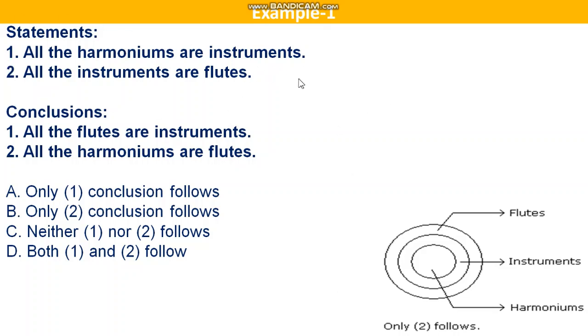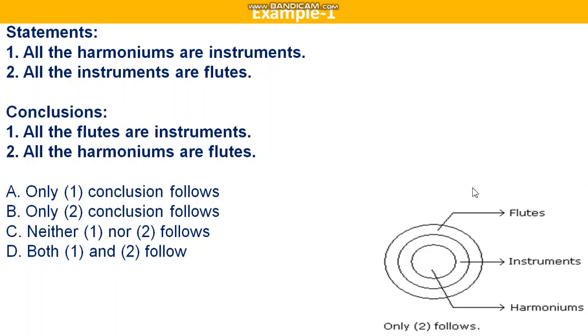Now let us see how many conclusions follow. Number 1, all the flutes are instruments. That is not true. Some flutes are instruments, not all. Second conclusion, all the harmoniums are flutes. Yes, by default all harmoniums become flutes. So only conclusion number 2 follows. That is why we will mark option B as the correct answer.